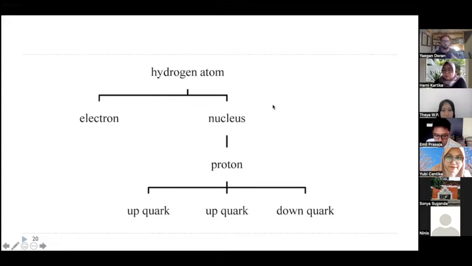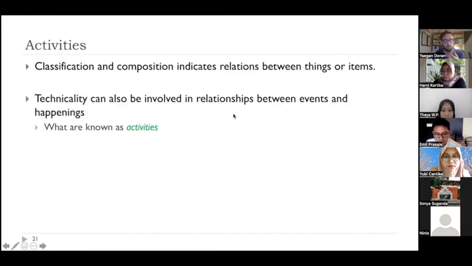So what we're trying to do here is get a sense of how we can visualize or make explicit the technical terms for students as they need it. One way is classification, types. One way is composition, part whole. But we can do even more than that. It's not just types or part wholes. What classification and composition types and wholes often do is put relations between things or items. But technicality can also be involved in relationships between events or happenings, what are known as activities.